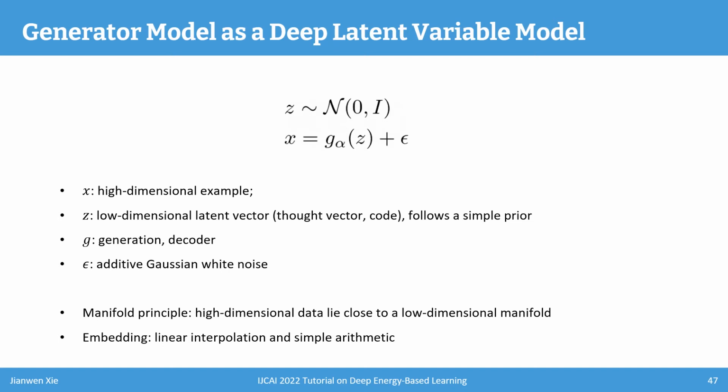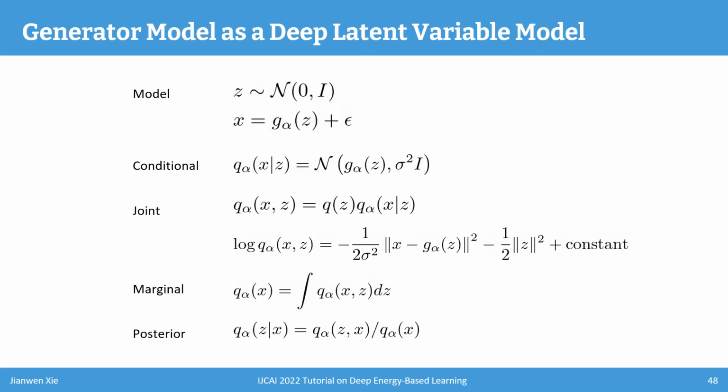Let X be a high-dimensional example, such as an image. Z is a low-dimensional latent vector that captures semantic meanings of the observed example and follows a simple prior distribution, such as a Gaussian distribution. G is a deep neural network that contains all learning parameters. The generator defines a conditional distribution q of x given z, which is a Gaussian distribution with the mean equal to the output of the generator.